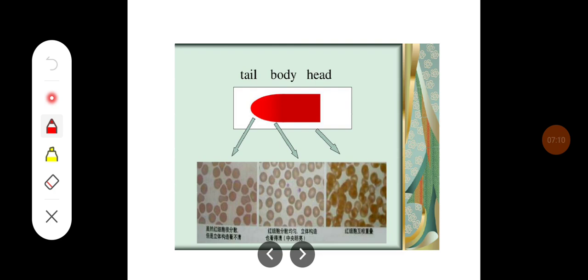So this is an ideal smear which contains head, body and the tail. And the morphology, the RBCs will be overlying in the head part, so you will not be able to appreciate proper morphology, whereas in the end of the tail the cells are too much spread. So in this part where the transition, the cells are properly spread and you can see the monolayer cell.